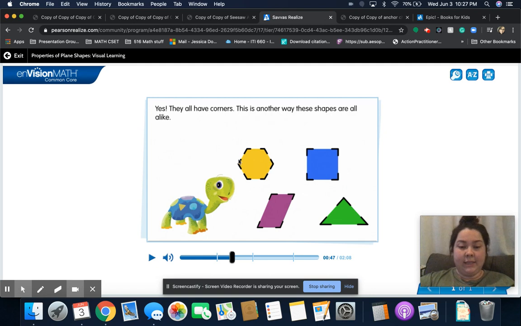So scholars, we can see that each one of these shapes has corners and sides.